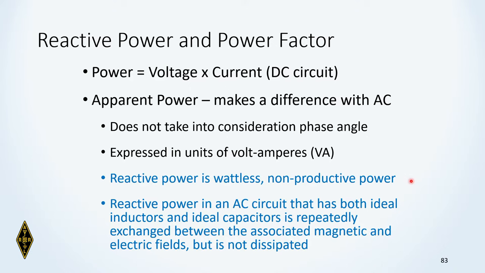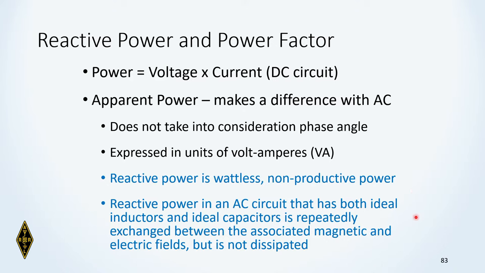Here's a good one for you. Reactive power is wattless, non-productive power. Now, when we pass voltage and current through a resistor, we get heat. We get watts consumed. Because the voltage and current are not in phase, when we're passing the current through a series circuit with the inductor and the capacitor, that's what makes this statement true. Reactive power is wattless, non-productive power. And power companies hate this, by the way, because most loads, especially in industrial complexes, are inductive. So you might see huge compensating capacitors in substations to cancel out that inductive element.